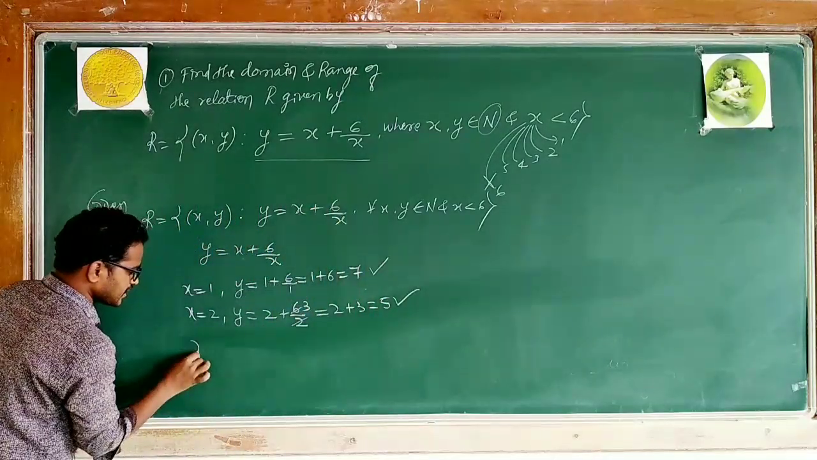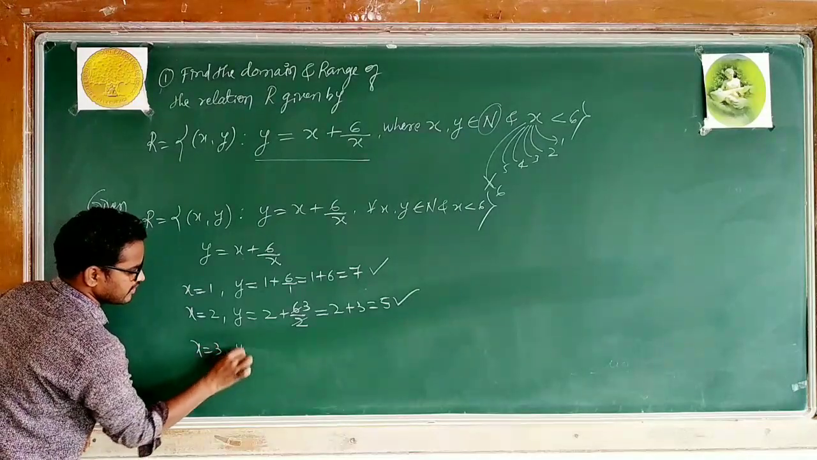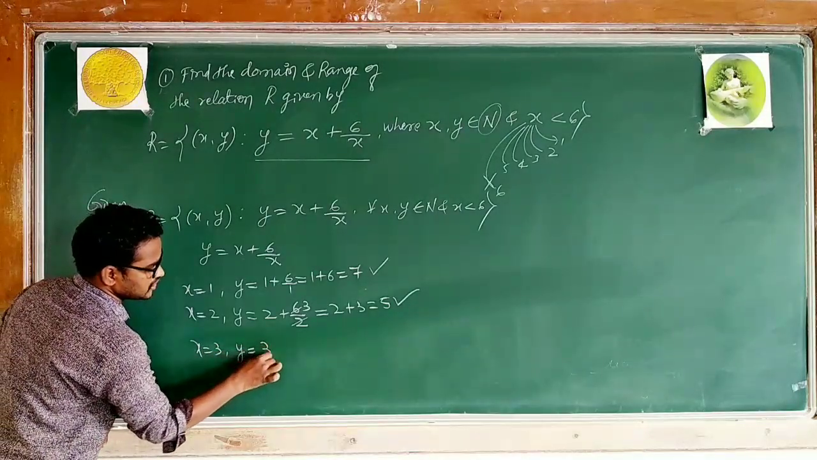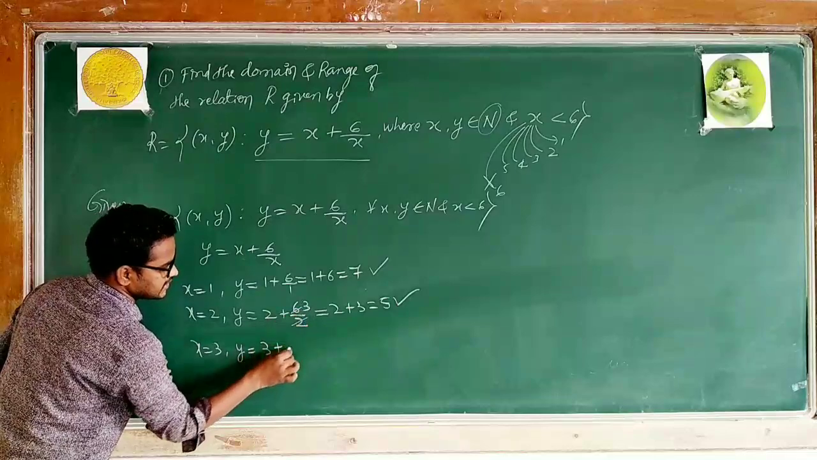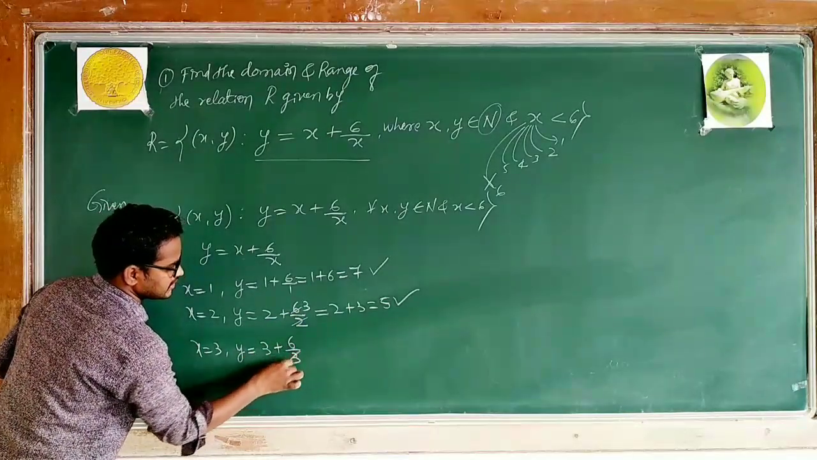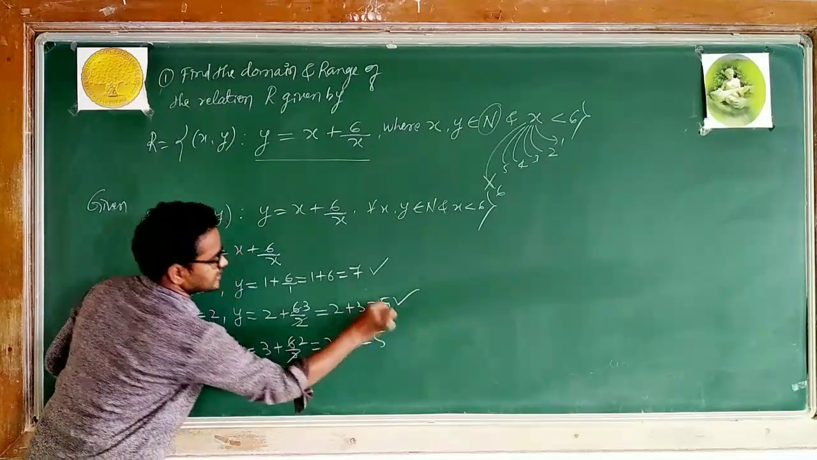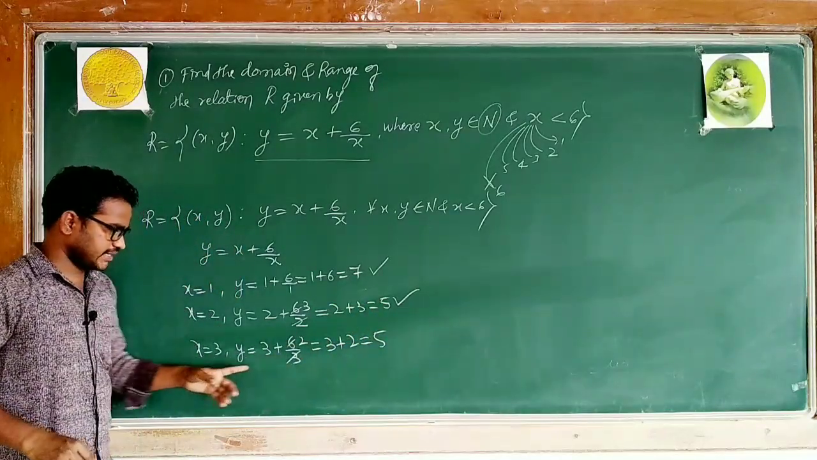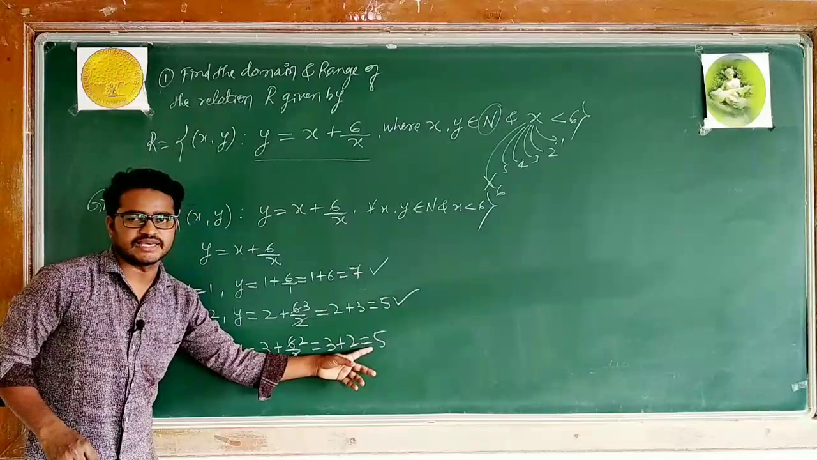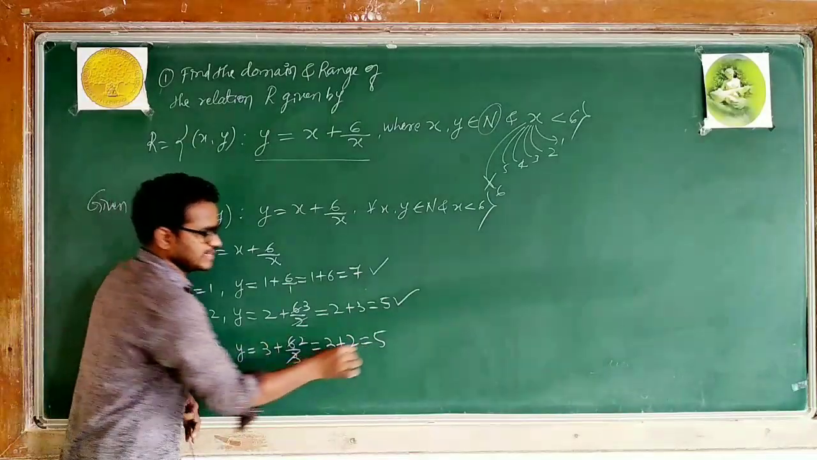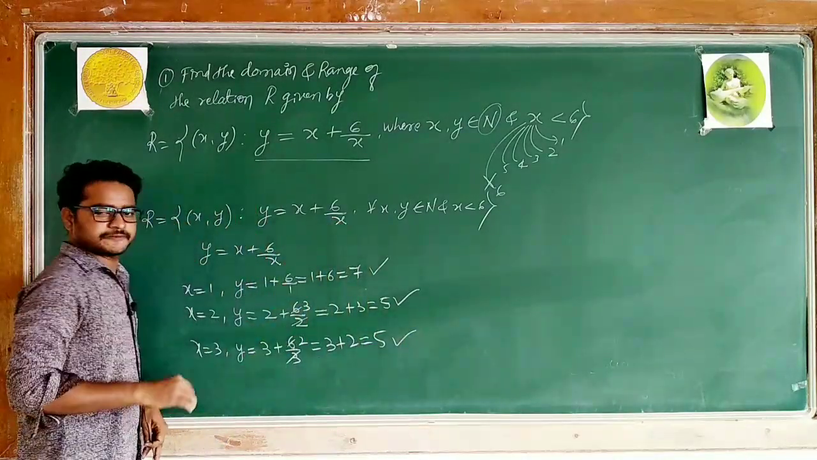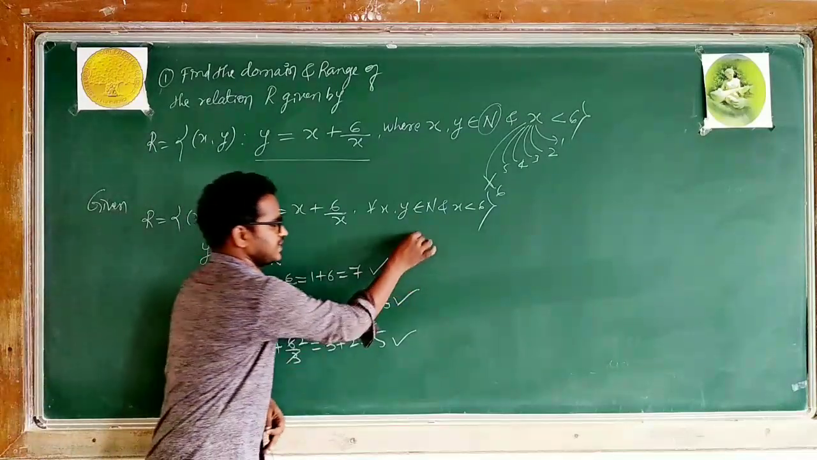Yes. X is equal to, I will assume 3. When x is 3, y is equal to 3 plus 6 divided by 3. 3 ones are 3, 3 twos are 6. What happened? 3 plus 2, again 5. Can I say x is 3, y is 5, again both are natural numbers? Yes. I will use this. Still more, I will write here.